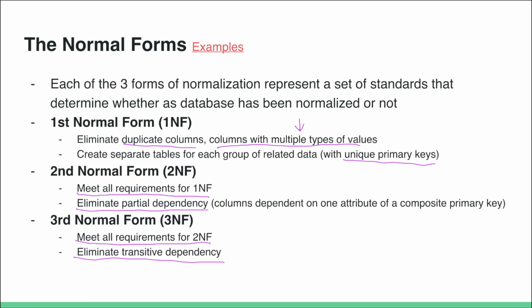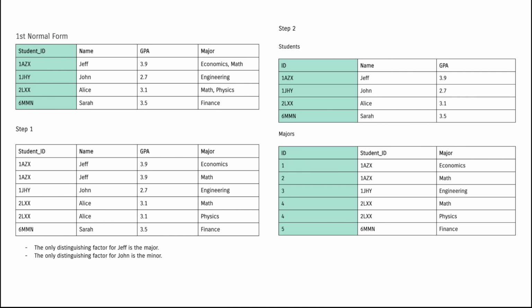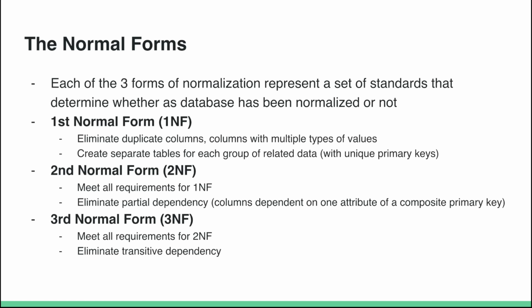Before we get to actually normalizing, let's look at some examples, particularly of 1NF, 2NF with partial dependency, and 3NF with transitive dependency. Okay, so remember, with first normal form, we don't want to have any duplicate columns. We don't really want to have any columns with multiple values. Just generally, we are trying to have unique columns with one piece of data and primary keys as well.